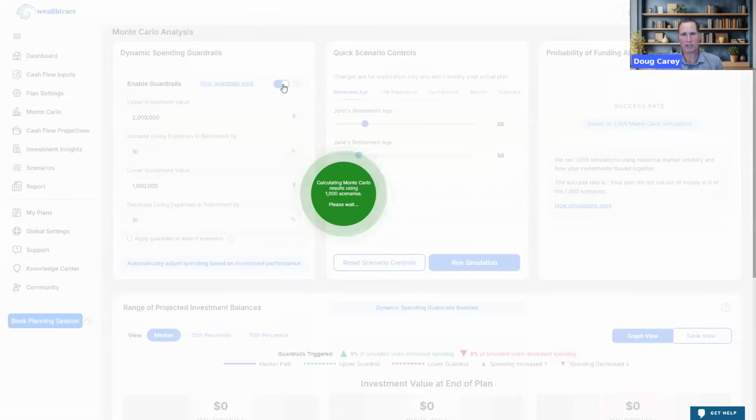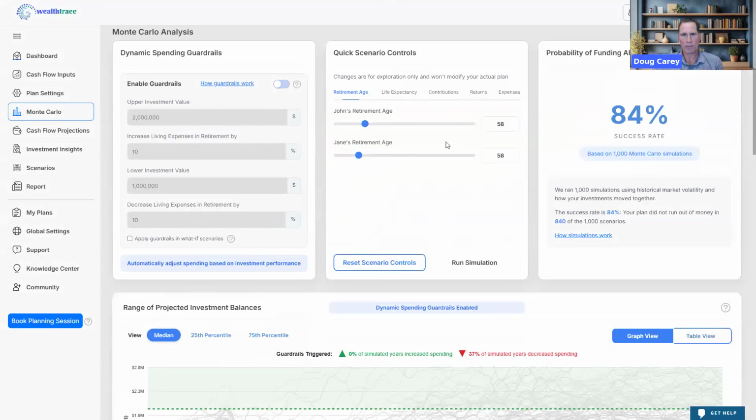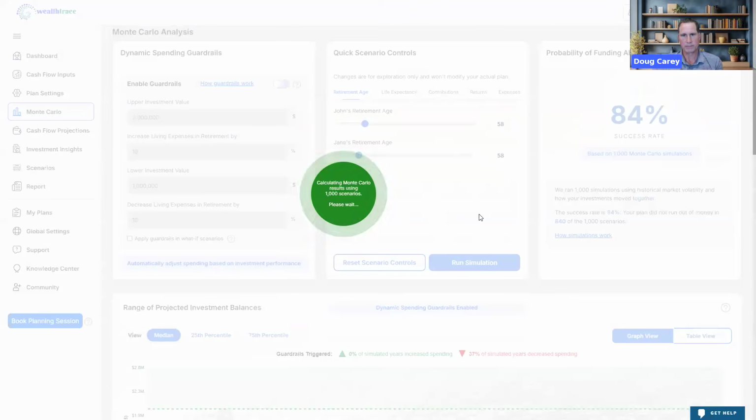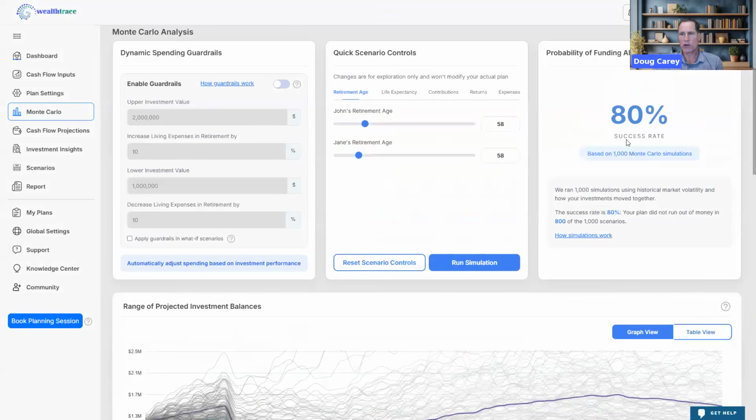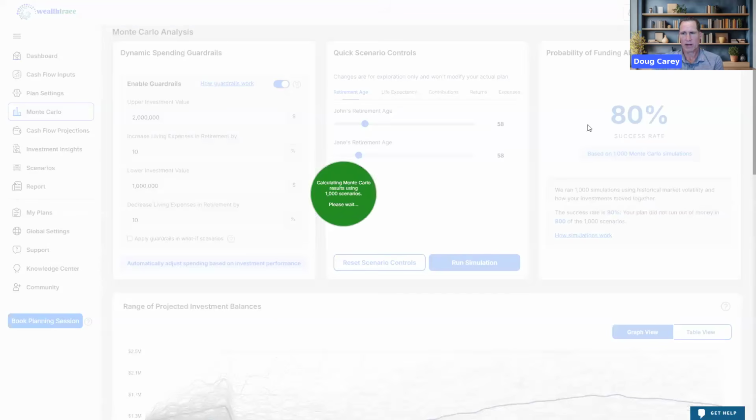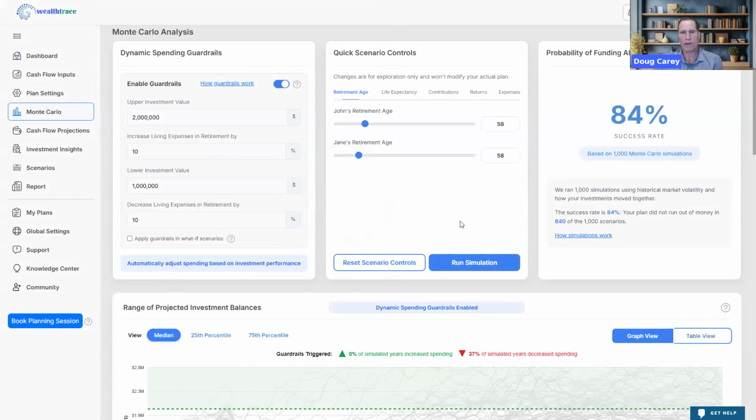So let's turn off the guardrails again and rerun it. So no guardrails. Their Monte Carlo result is 80%. Okay, that's the percent of the time they never run out of money. That's without guardrails. Let's turn the guardrails back on again, and let's look at how much this changes. It only went up by 4%.